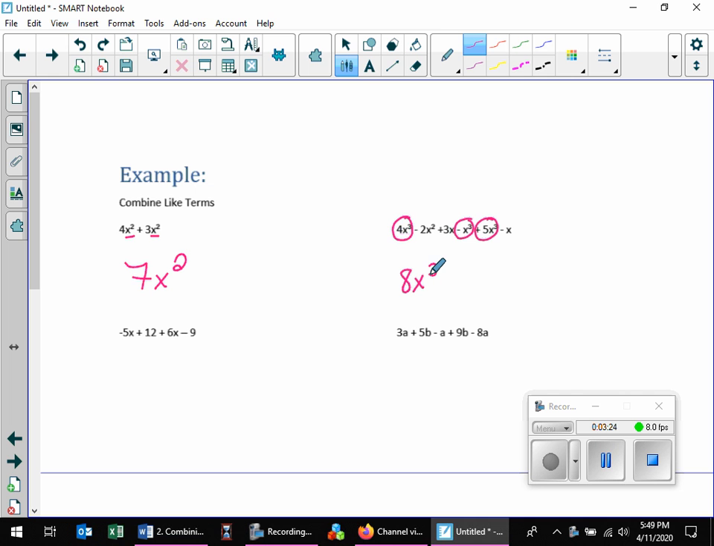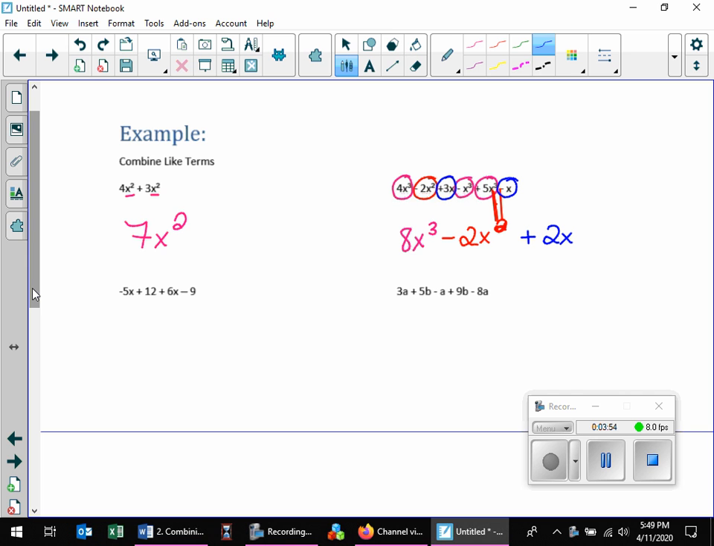Now I'm going to look at my x squareds. I only have one of those, so there's nothing to combine. I'm just going to write it down. Oh, that's supposed to be a squared. And then lastly, I have x's. I've got a 3x and I've got a negative x here. So 3 minus 1 gives me a plus 2x. And that's it. That's all it is.